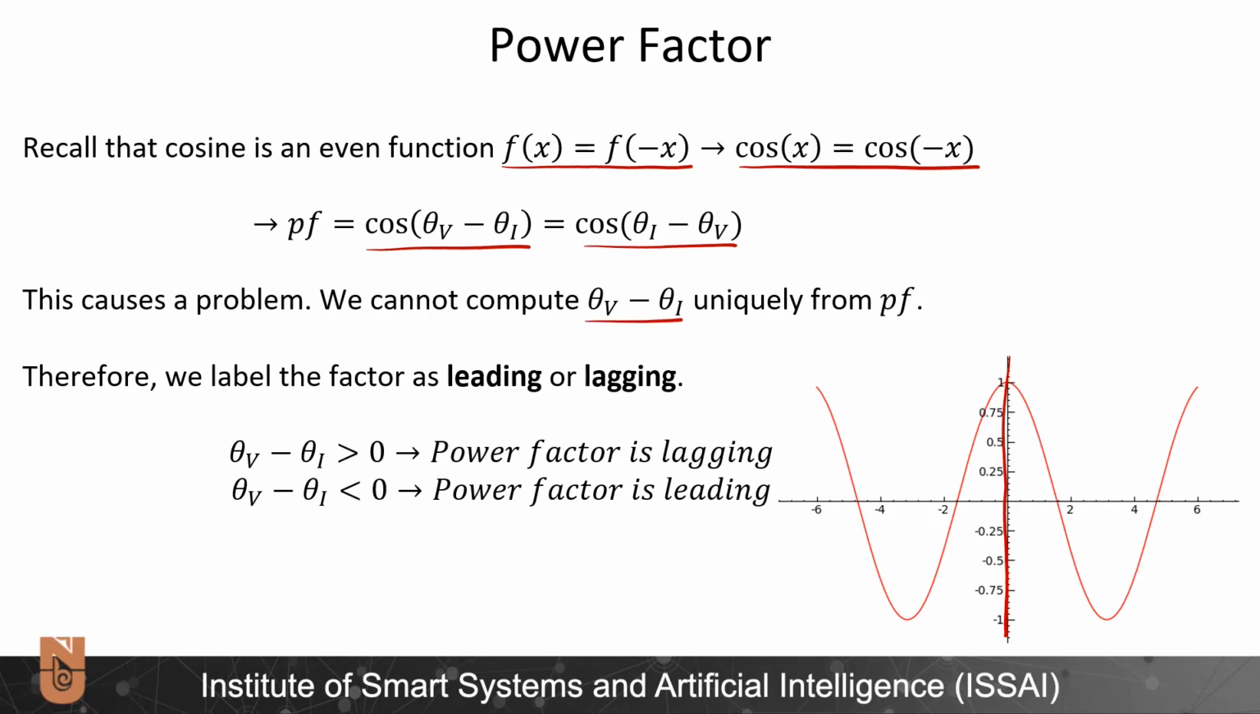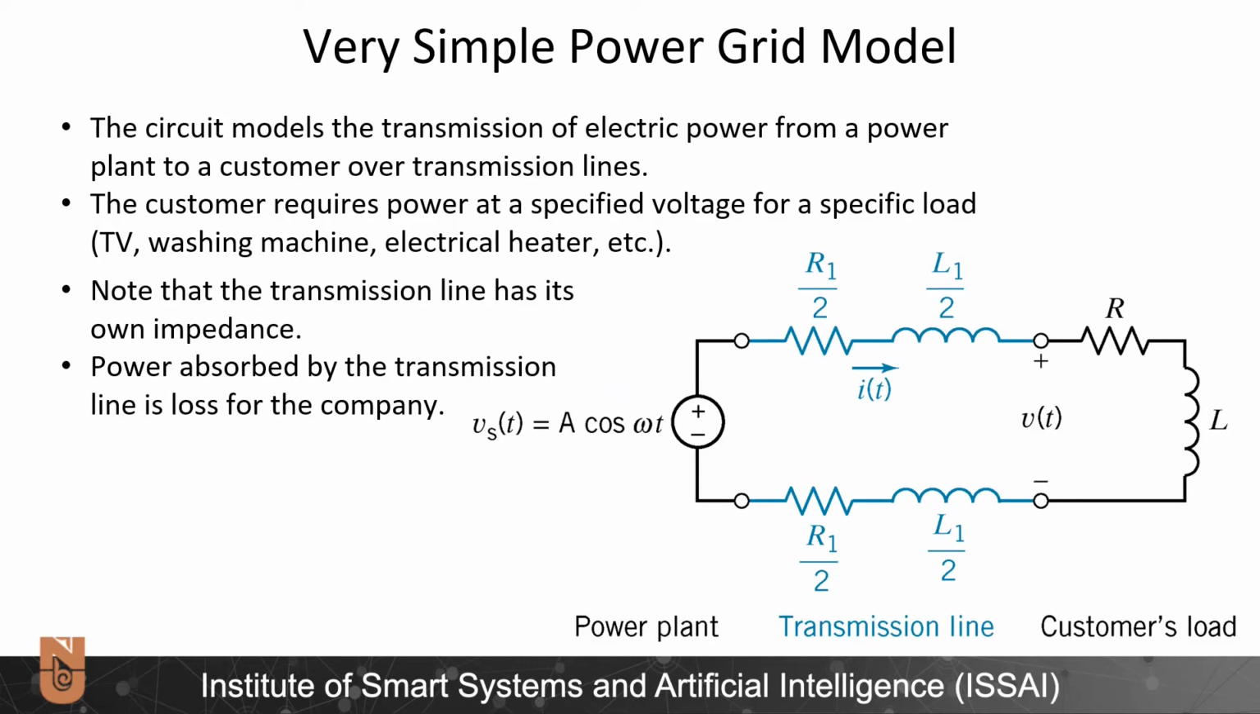Therefore, instead of that plus minus sign, we are using electrical engineering terminology and introduce the words leading and lagging. If θv − θi is greater than 0, we say that the power factor is lagging. In the other case, when θv − θi is less than 0, we say that the power factor is leading.